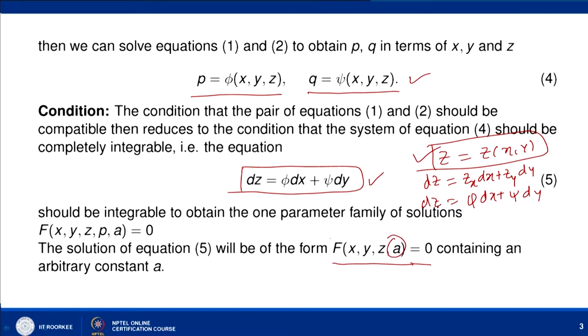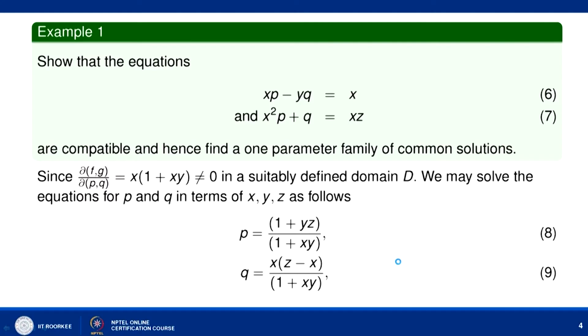So we say that this kind of solution is a one parameter family of solutions here. Let us take one example. Example 1: show that the equations xp minus yq equal to x and x square p plus q equal to xz are compatible with each other, and hence find a one parameter family of common solutions.